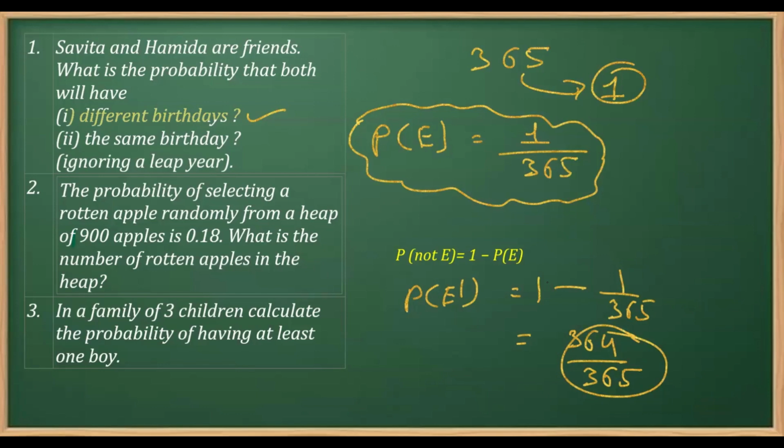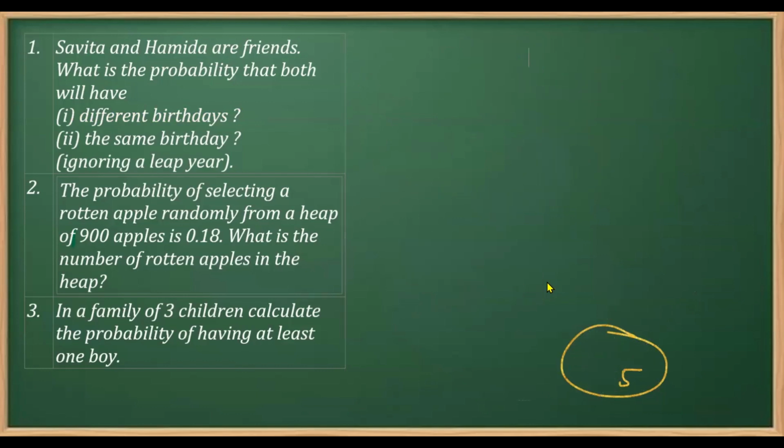Now we have more questions. Let's take those questions also. Now check for the second one. It says the probability of selecting a rotten apple randomly from a heap of 900 apples is 0.18. What is the number of rotten apples?